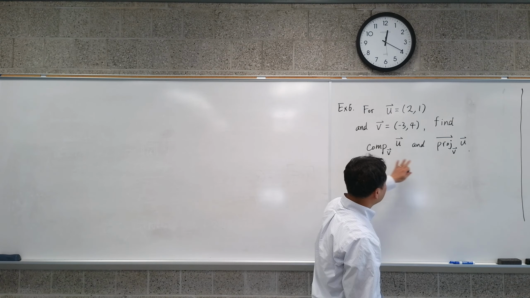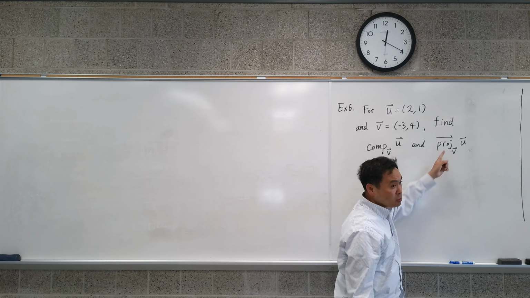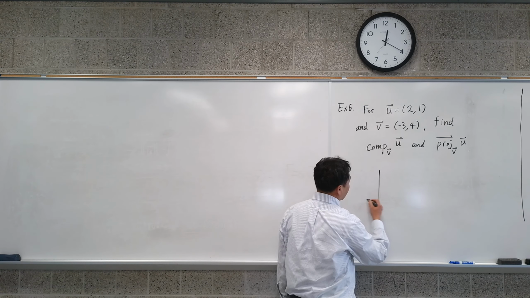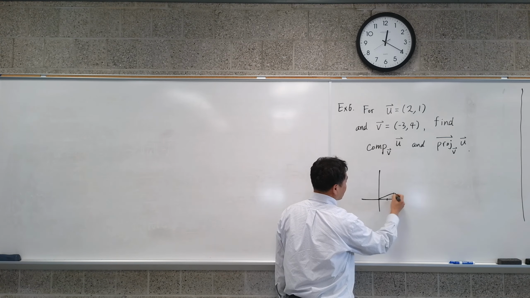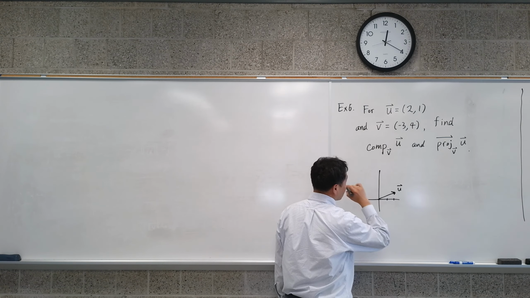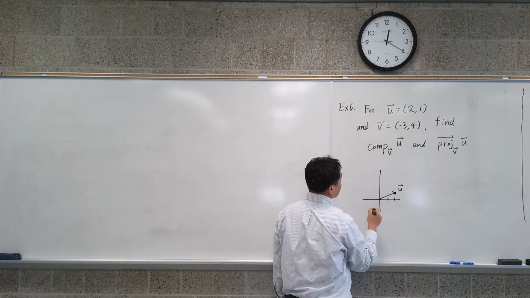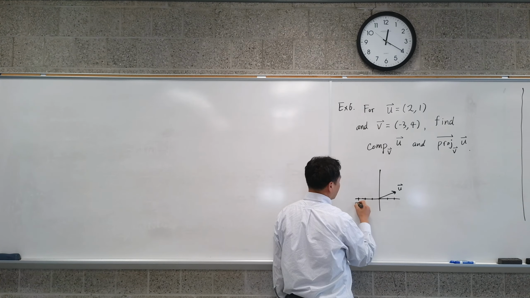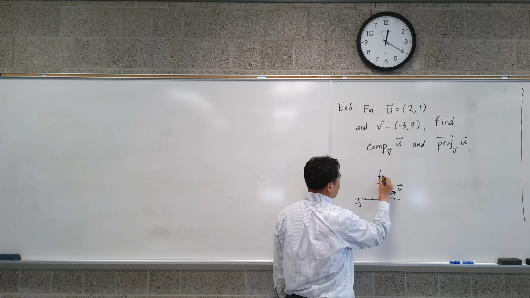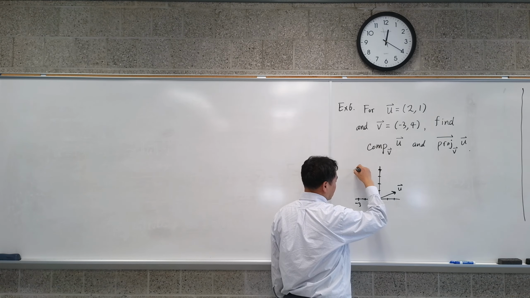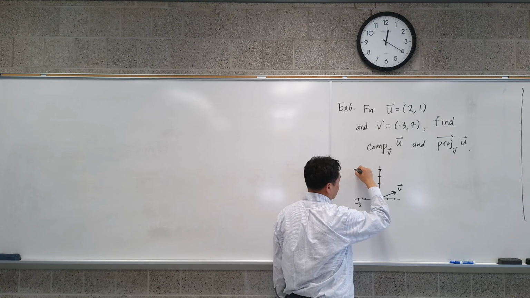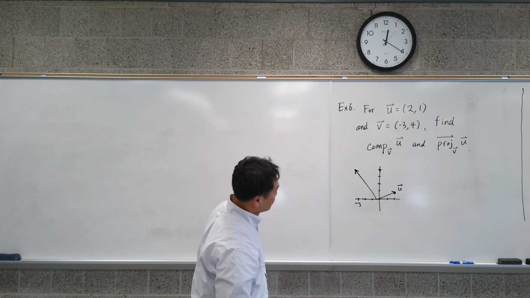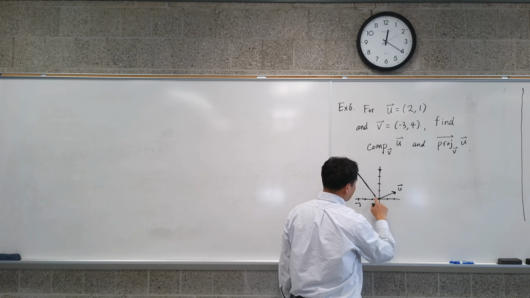Finding components and projections, the PROJ projection. If you have 2, 1, so that's your vector u. Okay, and then vector v is -3, 4. And it looks like they're more than 90 degrees, but that's okay.